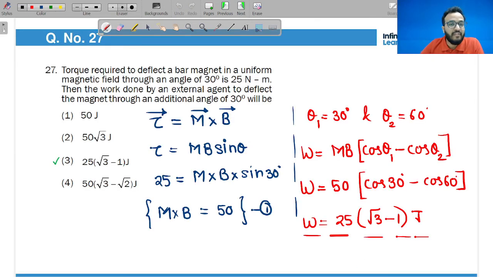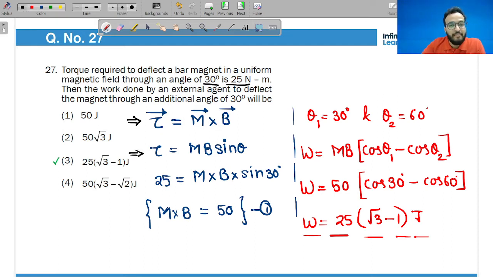Question number 27. They have mentioned that the torque required to deflect a bar magnet in a uniform magnetic field through an angle of 60 degrees is this. Okay. So when it is at an angle of 60 degrees, what is the torque experienced by it? 25 Newton meter. What is the formula for torque? Vector M cross vector B, where M is magnetic moment, B is magnetic field.